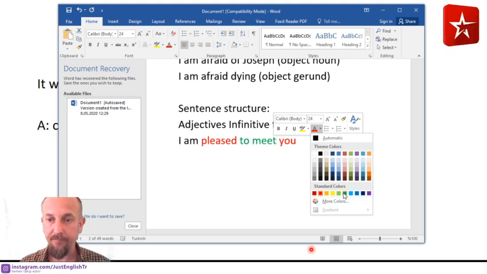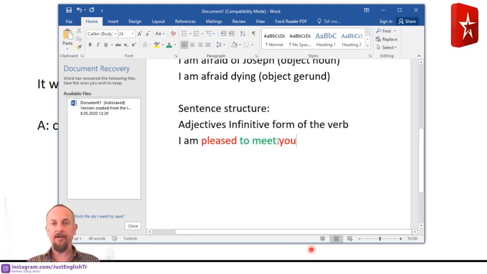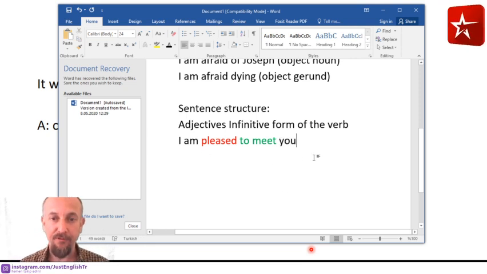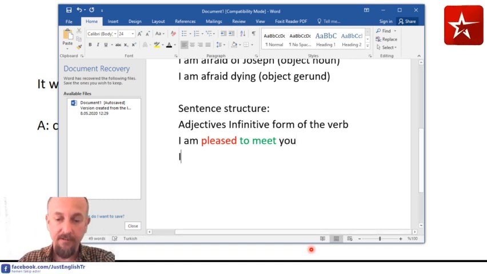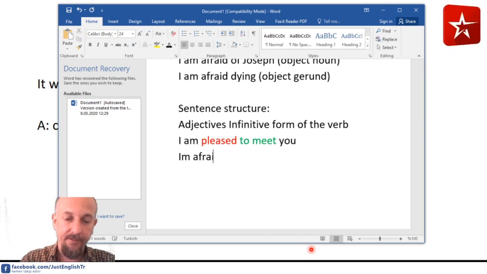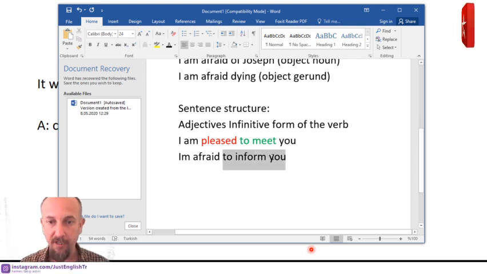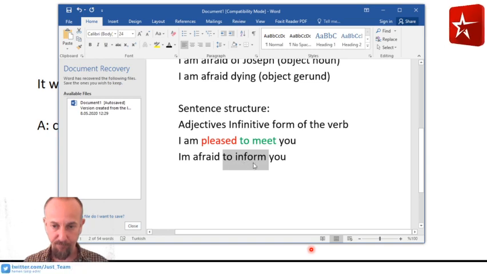We'll make that green, Irish green. I'm pleased to meet you. We'll just leave that as it is. That's got nothing to do with what we're doing. So I'm pleased to meet you. We could also say, I'm afraid to inform you. Again, we have that infinitive form of the verb here. I'm afraid, we have the adjective, and then we have that verbal form there.